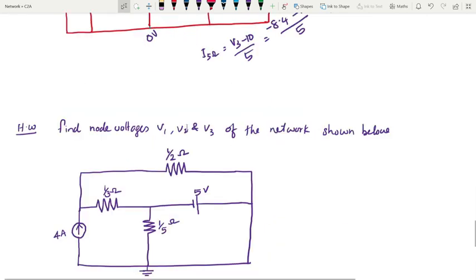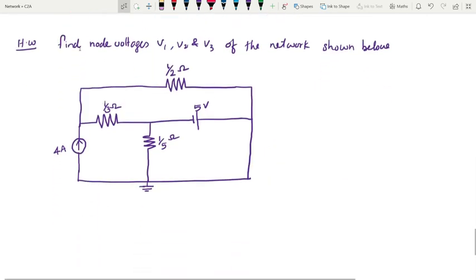Similar to earlier videos, you need to solve this problem as homework. Here the question is, find node voltages V1, V2 and V3 of the network shown below. Here you can see that between this node and this node there is a voltage source. So this forms a super node. So please solve this problem.